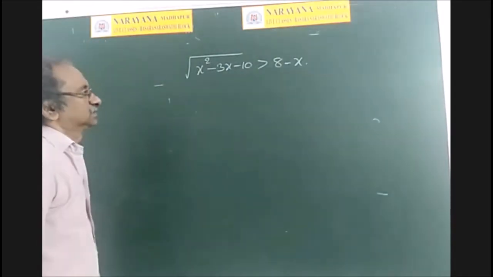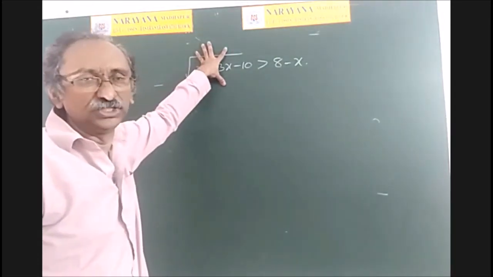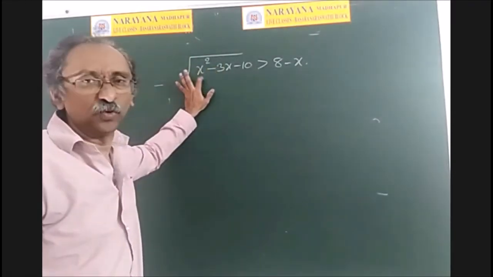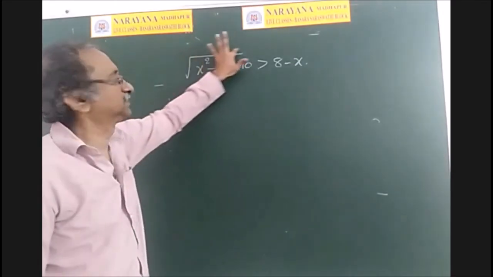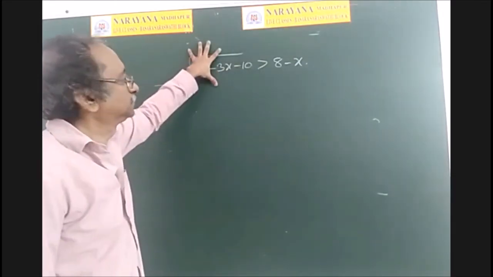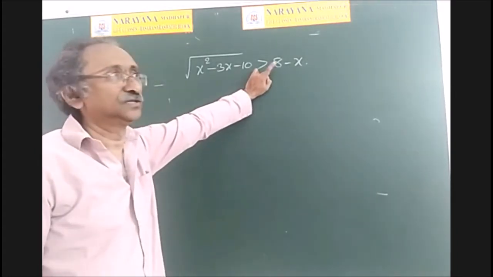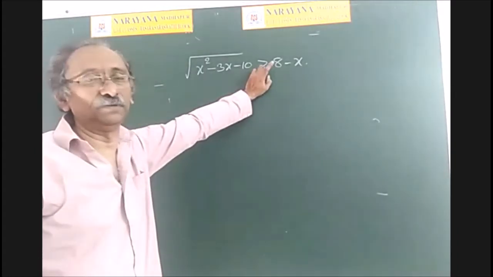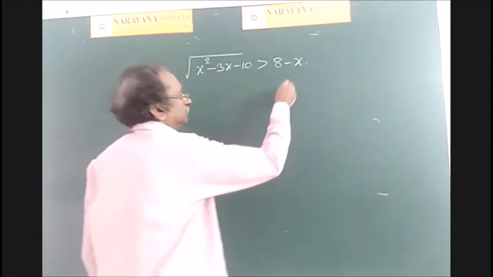So what is this? And clearly the right hand side is positive or 0, because there is a square root symbol here. This symbol always stands for the positive square root, so this must be non-negative. But here, I don't know this. So this may be 0, this may be positive, or this may be negative. Okay. Now case 1.